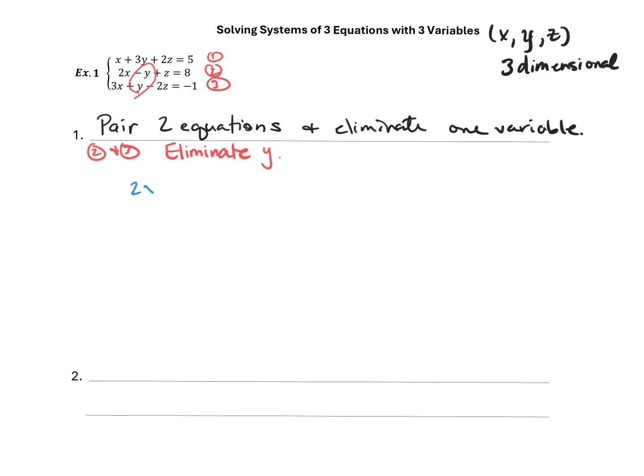So I have 2x minus y plus z equals 8, and I have 3x plus y minus 2z equals -1. When we're eliminating, we add the two together, and I want to eliminate my y's. So that's what should happen. I have 5x, the y's go away, z minus 2z is a -z, and then 8 minus 1 is a 7.